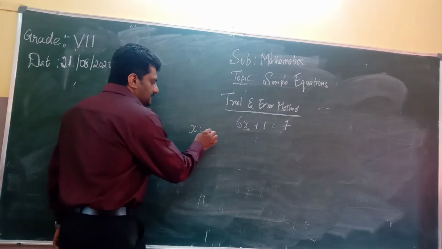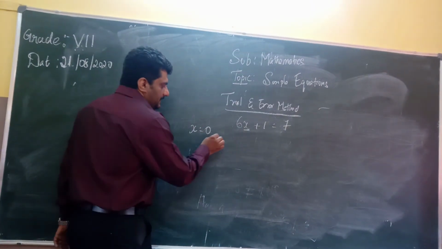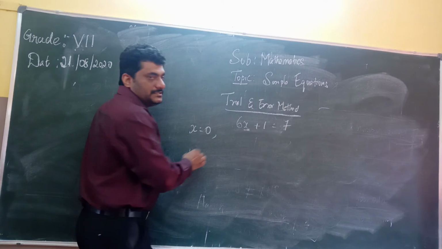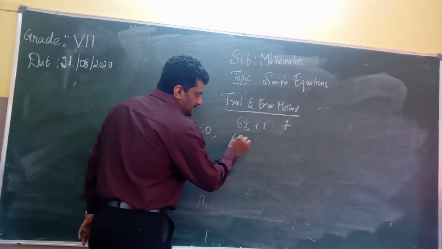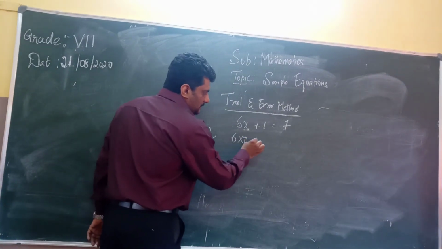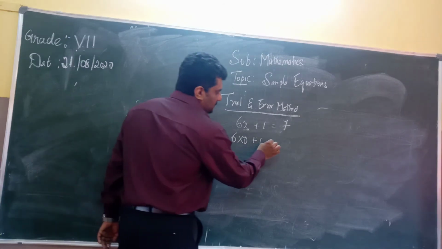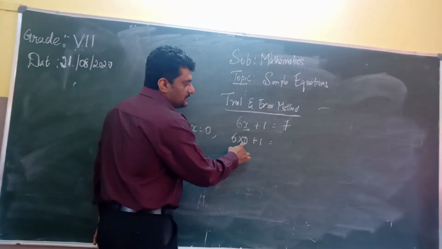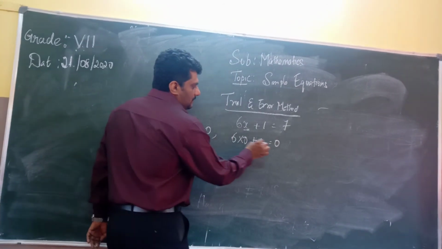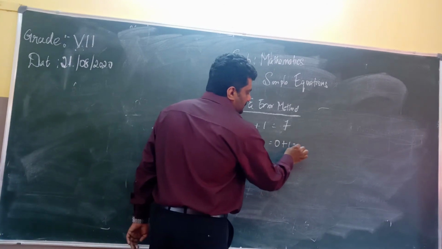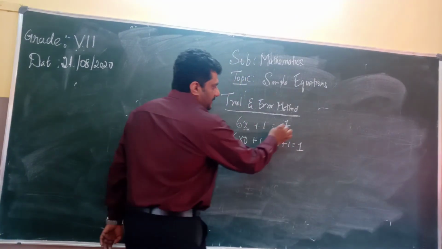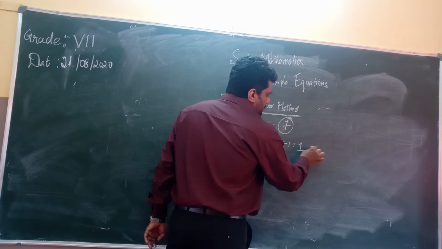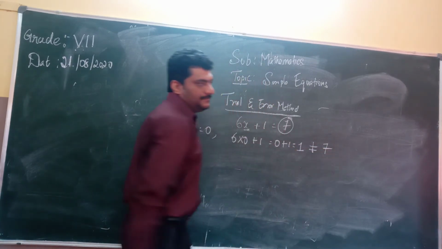Let's start with x is equal to 0. Now in place of x, put 0, which is nothing but 6 multiplied by 0 plus 1. How much do we get? 6 into 0 is 0, plus 1, which is nothing but 1. Here, 1 is not equal to 7.